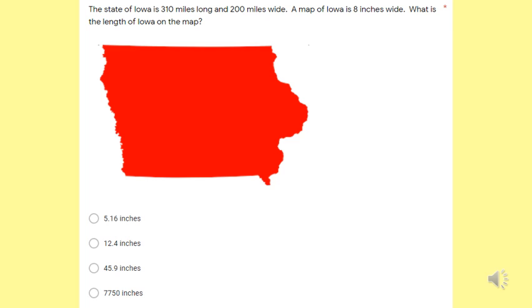I'm going to talk about two of them that I know for sure are not reasonable answers, though. 5.16 doesn't really make any sense because I gave you the shortest side on the map, the width of it, and that means my answer had better be bigger than 8. The other one that doesn't really make any sense at all is 7,750, because that's just enormous and way bigger than what I'm given. So right off, I know it's got to be one of the middle two.